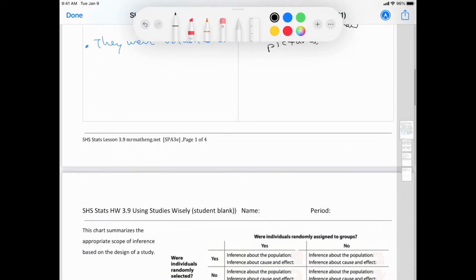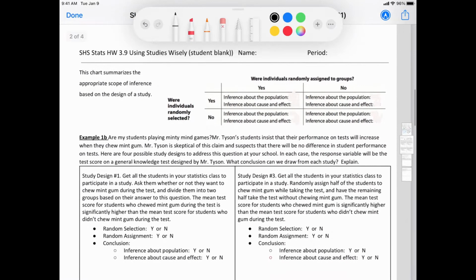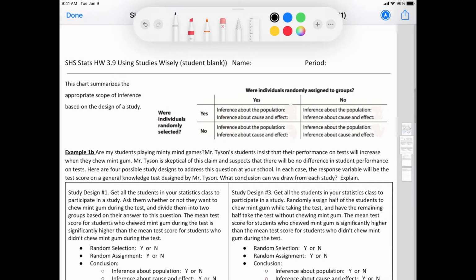All right, on page 2 here, this chart summarizes the appropriate scope of inference based on the design of the study. I'm going to start down here. The question is, were the individuals randomly selected from the population? I'm going to draw my silly stick figures. How does someone get into our experiment or study?